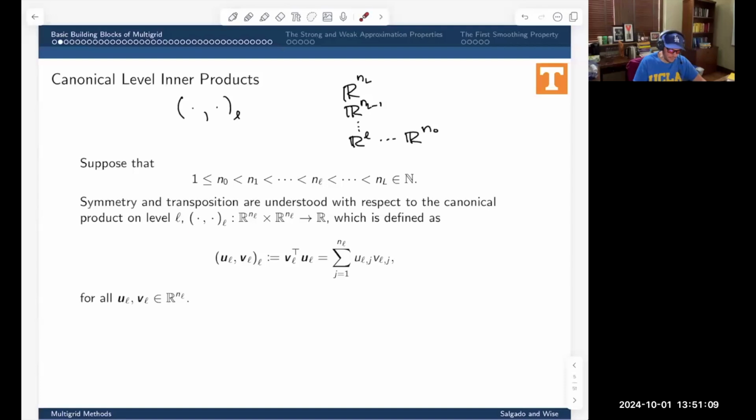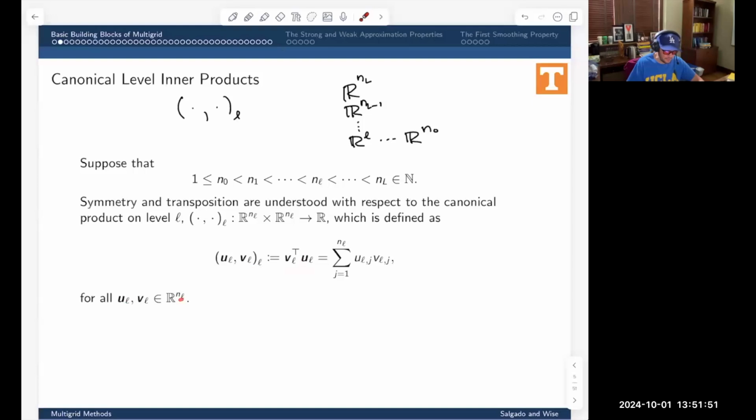So the level L inner product takes 2 vectors, one from RNL and the other from RNL, and it puts them in its little slots, combines them together, turns the wheel, and gives you a real number out. That's what an inner product does. But of course, it has to have properties, right? It has the positivity property, symmetry property, et cetera. Well, the Euclidean inner product already has all that, and that's what we're going to use. ULVL on level L is just VL transpose times UL, for any UL and VL in RNL.